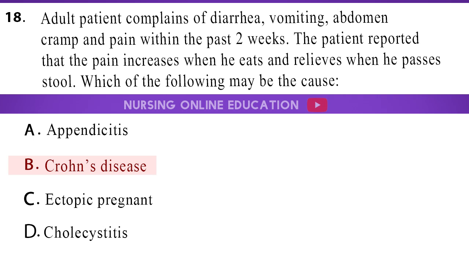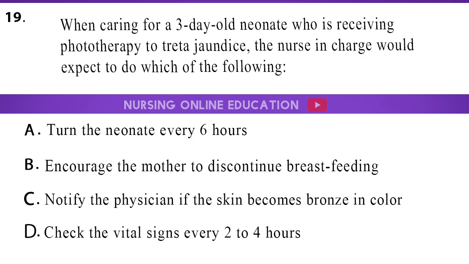The answer is option B, Crohn's disease. 19. When caring for a 3-day-old neonate who is receiving phototherapy to treat jaundice, the nurse in charge would expect to do which of the following? A. Turn the neonate every 6 hours, B. Encourage the mother to discontinue breastfeeding, C. Notify the physician if the skin becomes bronze in color, D. Check the vital signs every 2 to 4 hours.